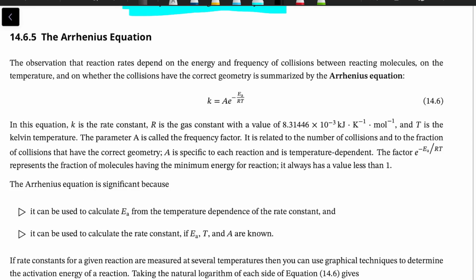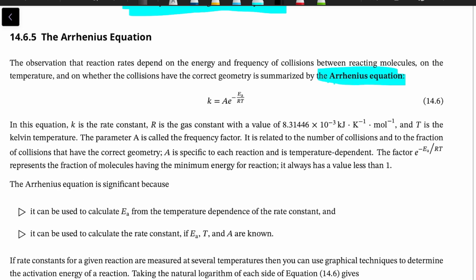Okay, welcome everyone. So we're looking at how we can define or discuss reaction rates from the molecular point of view. And a useful equation that draws together all the questions of reaction rates, meaning that collisions must happen, collisions need to have sufficient energy, and they must have the correct orientation for a reaction to be successful, is called the Arrhenius equation.